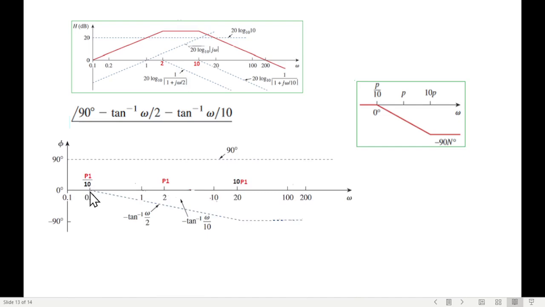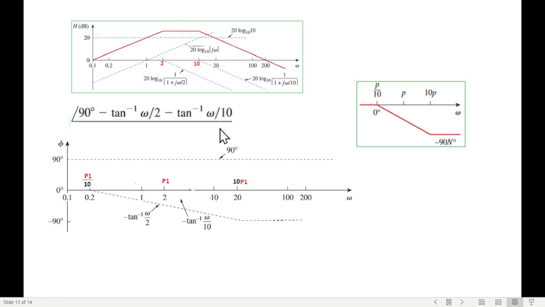So at P1 this is going down, and it will continue up to 10 times P1. So 10 times P1 is our 20, because this is 2, so 10 times 2 is 20. So up to this point this slope is continuing, and then it will become 90-degree flat.